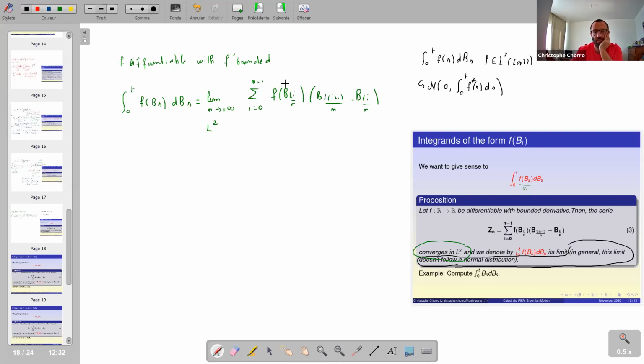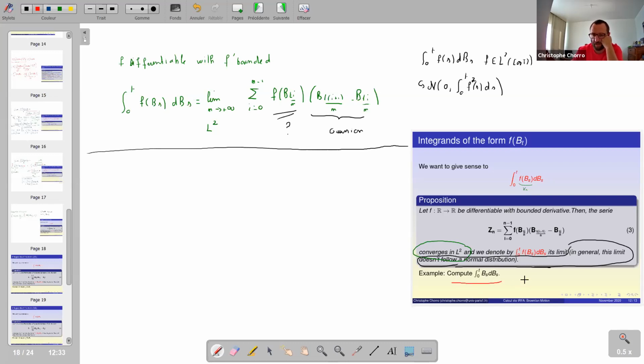Why? Because here I have something that is Gaussian, the Brownian increment. But I don't know the distribution of this other factor, implying that for the limit, a priori, I am not Gaussian anymore. So we are going to see an example of such a computation to prove to you that this is not Gaussian in general. Let's do the example at the bottom of the page, that is, to compute this one.